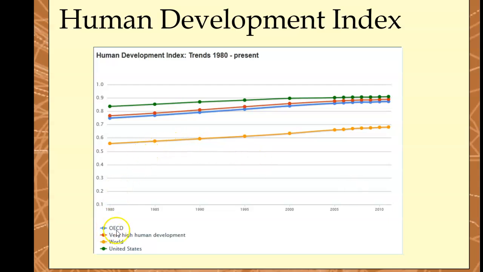And you could see how the OECD countries, the Organization for Economic Cooperation and Development, those are what we call developed economies. You could see the trend there. And then you've got the United States in green, and you've got the world in orange. And you could see the United States has been relatively flat from about 2000 to 2010 in terms of their HDI development.